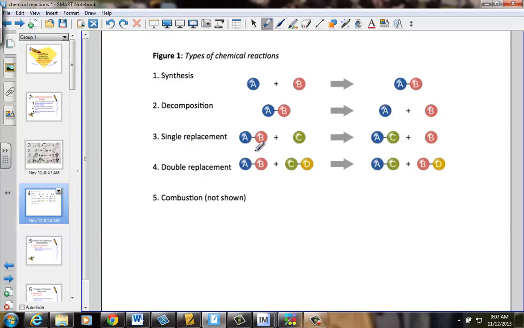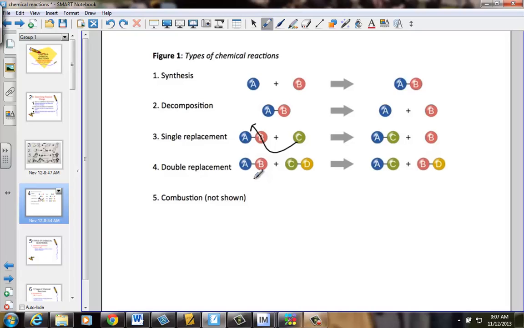Here is the single replacement pattern. Compound AB reacting with element C. Notice how element C is going to displace or replace, forming a new compound. A is now bonded to C, leaving element B all by itself.